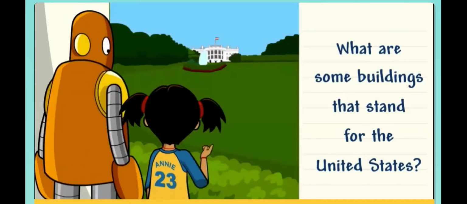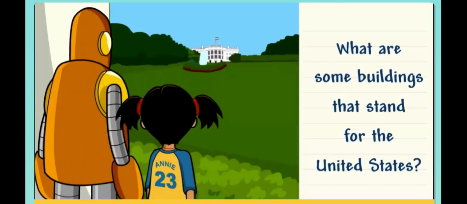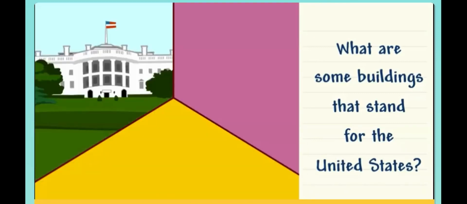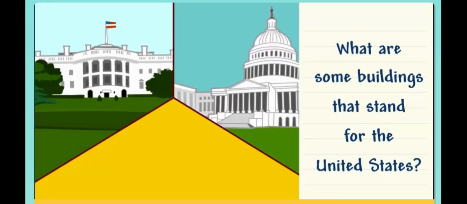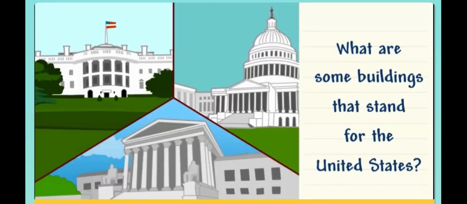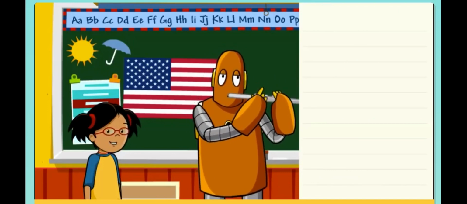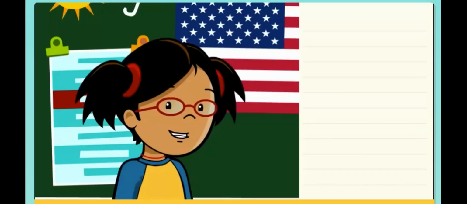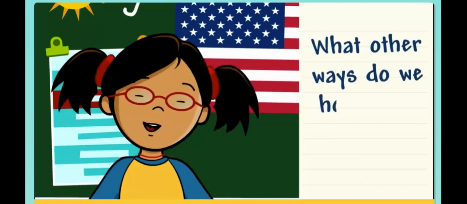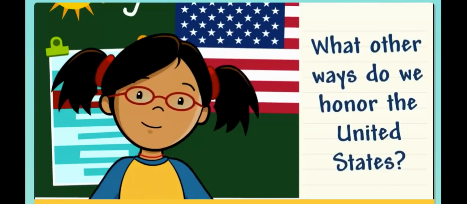No, that's not a memorial. That's the White House. The White House is where the president lives and works. The Capitol building is where Congress meets. And the United States Supreme Court House is where judges make decisions about laws. These three buildings are symbols of the United States government. Oh, right. Thanks for reminding me, Moby. What other ways do we honor the United States?